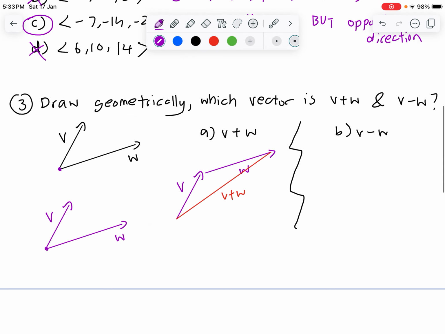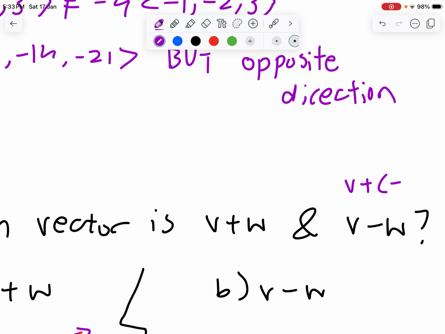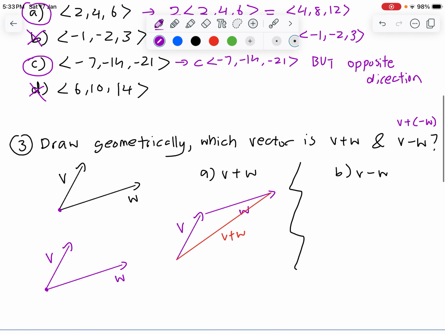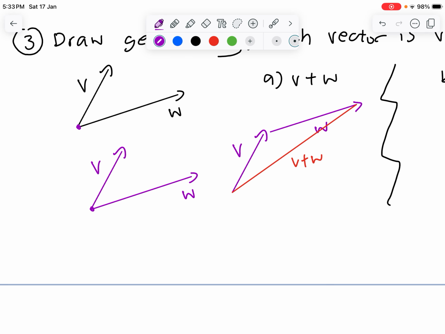Basically, when we do v minus w, the v again remains the same, but the w is negative. So we can think of it as v plus negative w. And we want to figure out what negative w looks like. So negative w, we know that the original w looks like this. Negative just means the opposite direction. So instead of pointing this way, it's now pointing the other way. So it would look something like this. Okay, this is gone. So that's negative w.